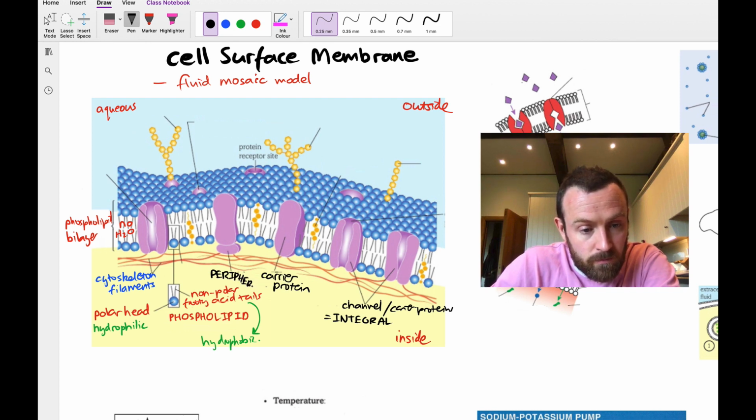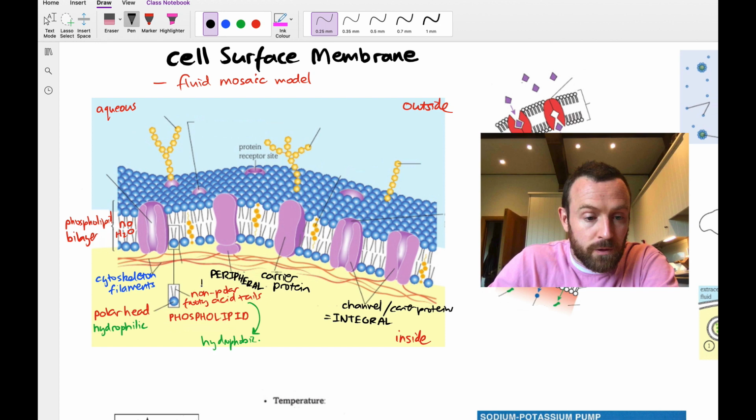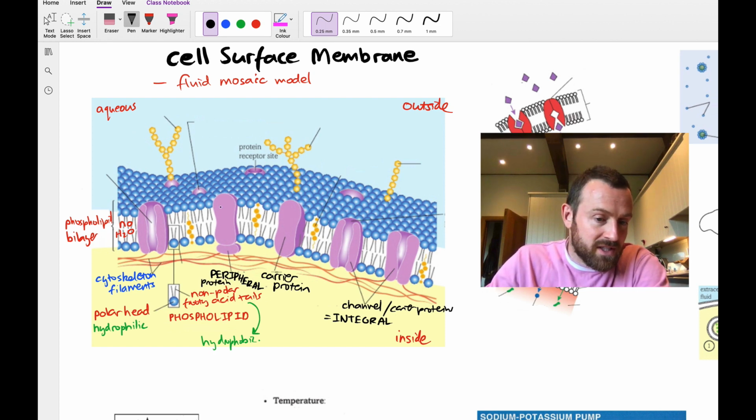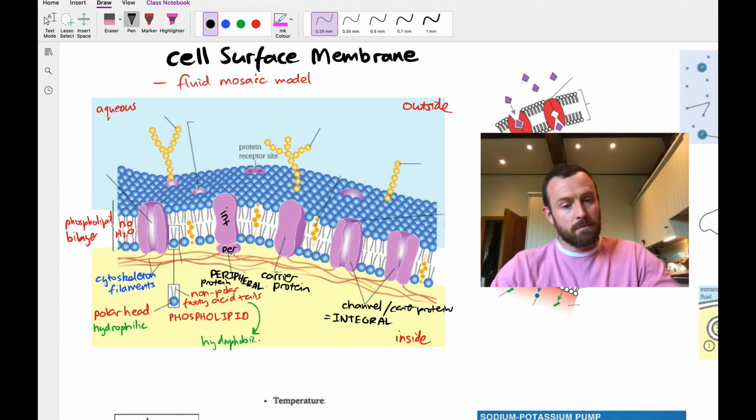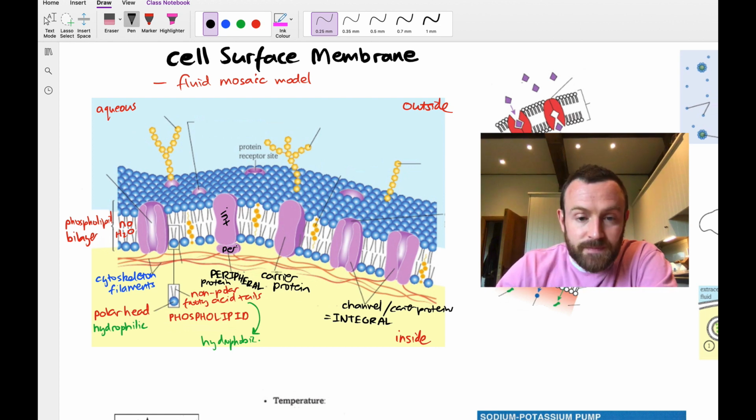Peripheral protein. And that's because it's not actually in the membrane, it's associated with a separate protein. This protein would be integral, right, but this one is peripheral, because it's associated with the membrane, it's on the outside of the membrane.